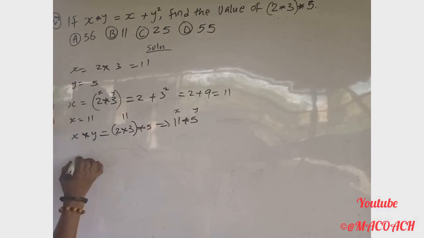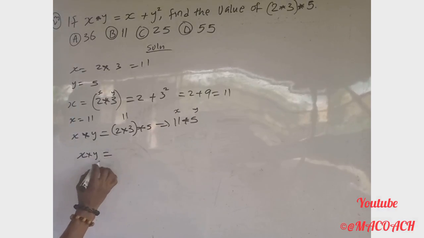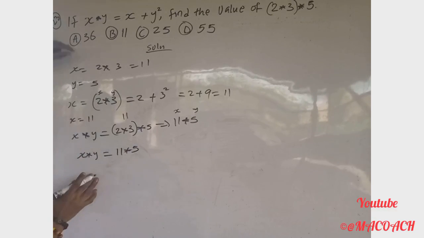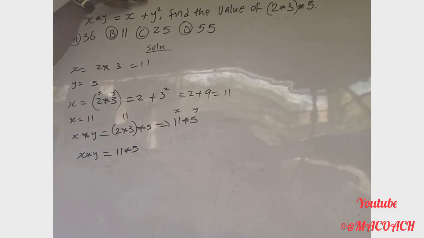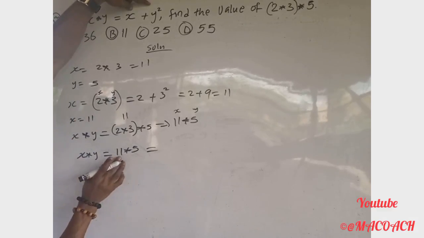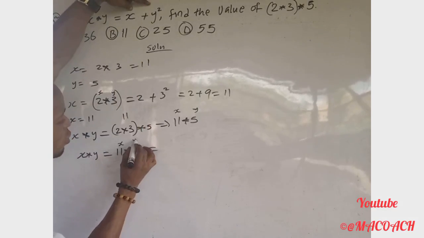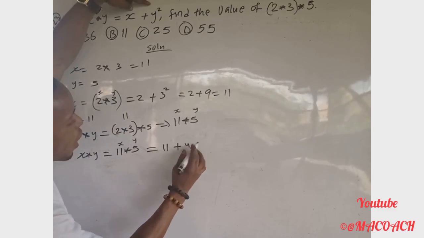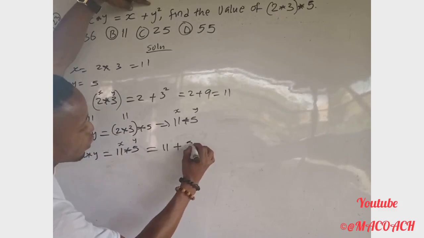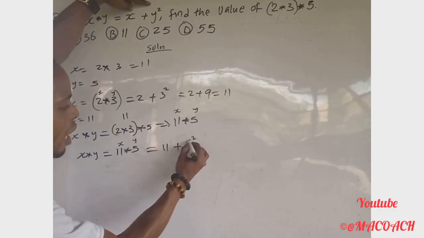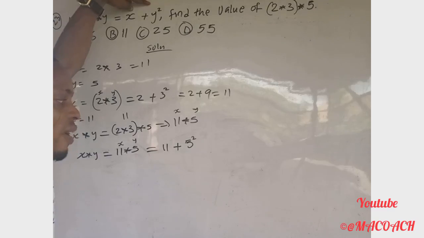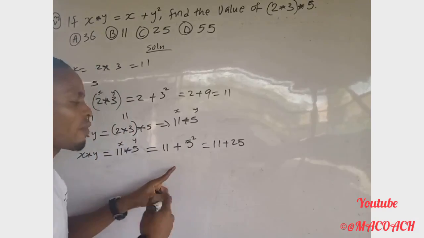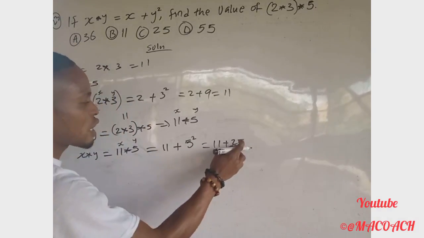So let's compare this to this. S and y here, this is also written as s star y, which is 11 star 5. This is given by the expression s plus y squared. So our s is 11, plus y squared, where y is equal to 5. 5 squared is 5 times 5, that's 25. So 11 plus 25.